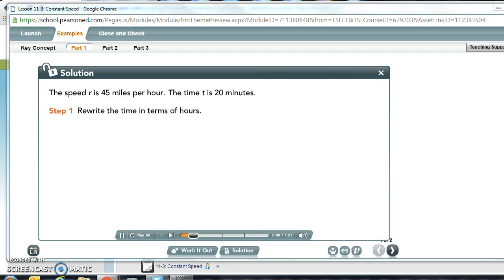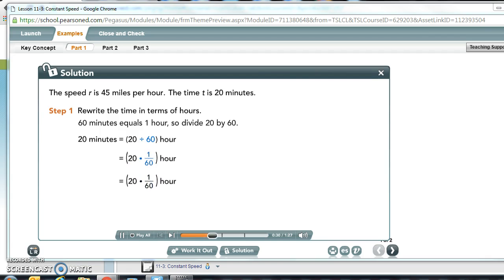Step 1. Since the speed is in miles per hour, rewrite 20 minutes in terms of hours. 60 minutes equals 1 hour, so divide 20 by 60. Multiply by the reciprocal of 60. Then multiply. Now, simplify the fraction. So 20 minutes equals 1/3 hour.